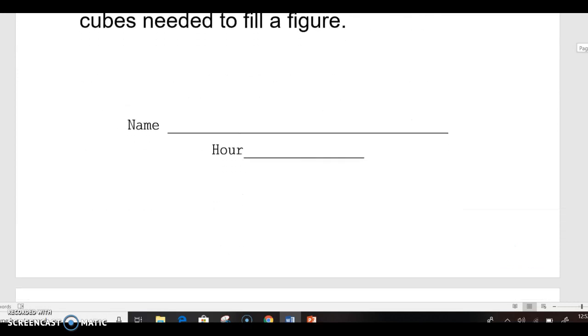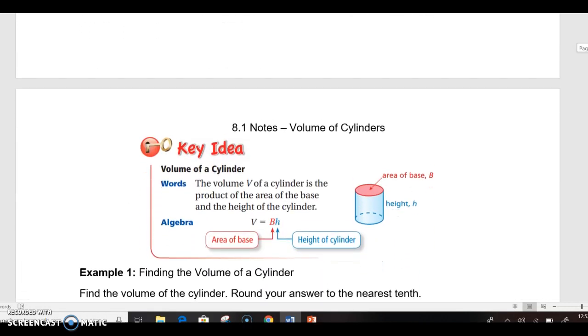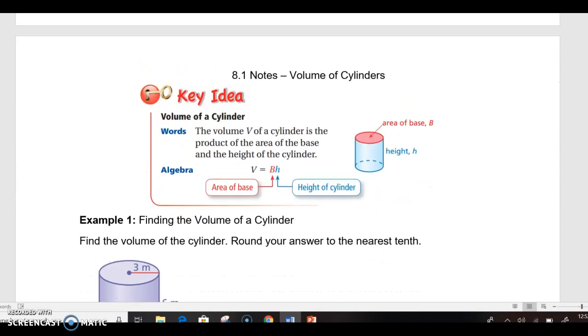Okay, so let's take a look at our first lesson, which is on volume of cylinders. And hopefully you did some activities in class to help you understand how the formula was developed. So looking at the key idea, which is super important here, this is telling you the formula for the volume of a cylinder. It says the measure is the area of the base, and you're going to multiply that by the height of your cylinder.